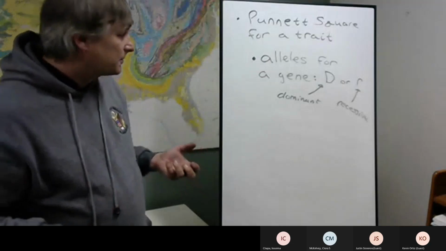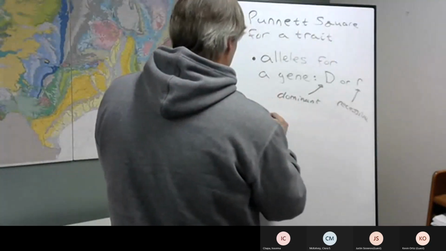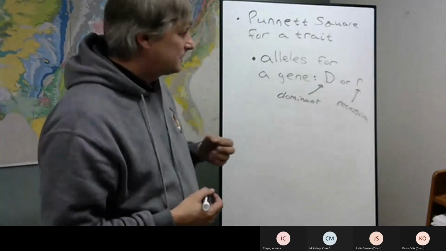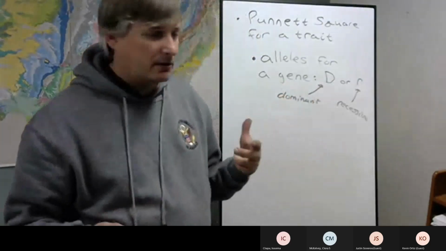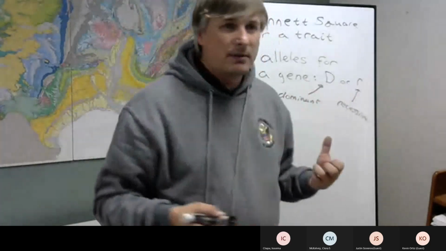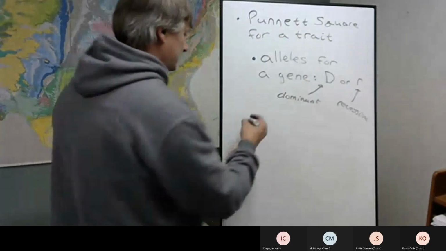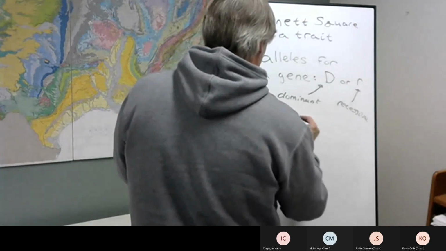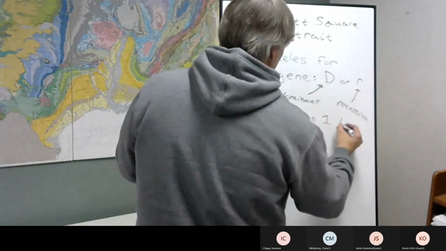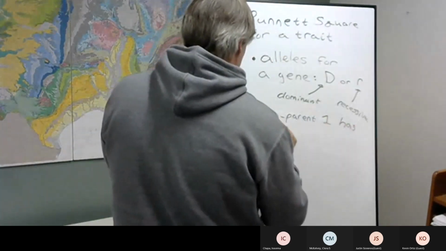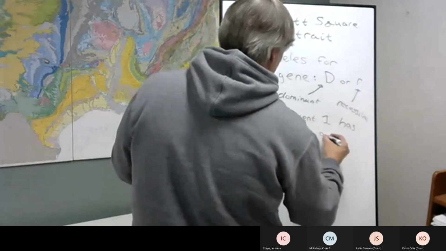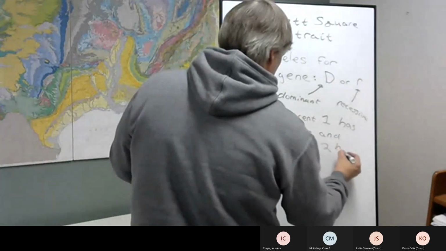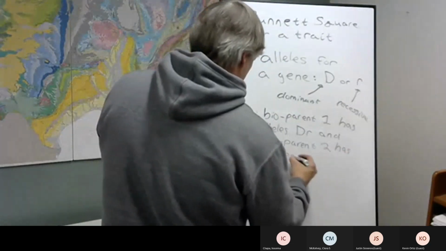So what we can do with Punnett squares is we can get various outcomes. It's sort of like flipping a coin. You could get a dominant from one bioparent, or say the recessive from the other. So, for example, let's say bioparent one has alleles D and R, and bioparent two has alleles RR.